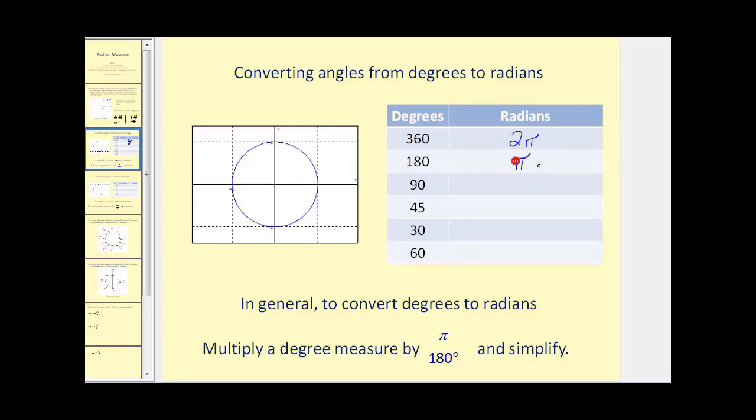Let's go ahead and show this one by hand. It's helpful to put 90 degrees over 1 and then multiply by pi over 180 degrees. We need to simplify this. This simplifies to 1, this simplifies to 2. Notice the units of degrees simplify out, and we're left with pi over 2 radians.